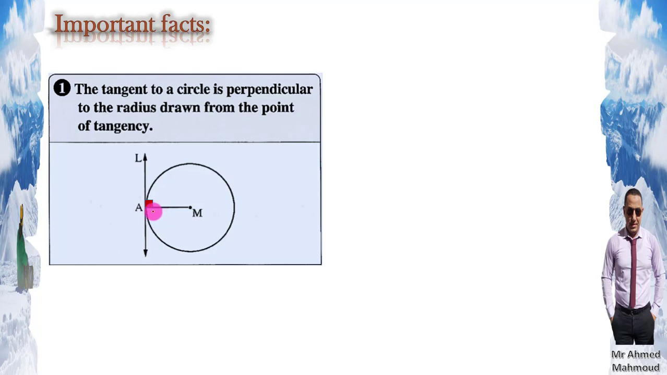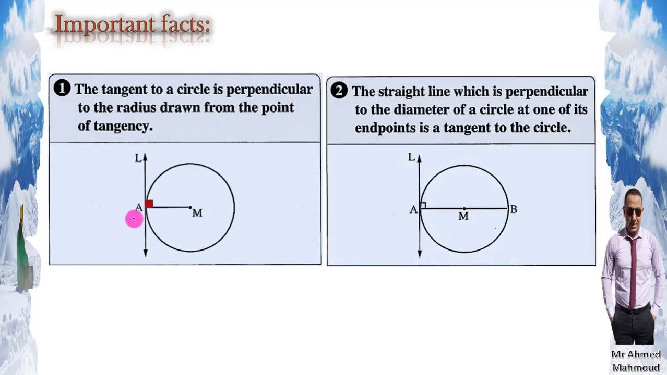هقدر اعمل لكم proof للفاكت ديت ان شاء الله في اخر ليسون في الجيومتري. اوكي طيب يبقى دلوقتي دايما الراديوس بيكون perpendicular للتانجنت. طيب الفاكت الثانيه straight line which perpendicular to the diameter of a circle at one of its end points is a tangent to the circle. For example, if we have a straight line like this and this line perpendicular to the diameter, that means this line is a tangent to the circle.